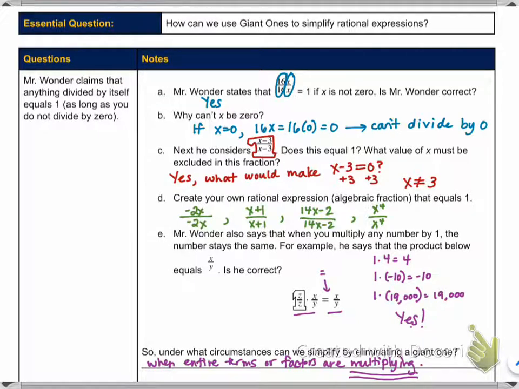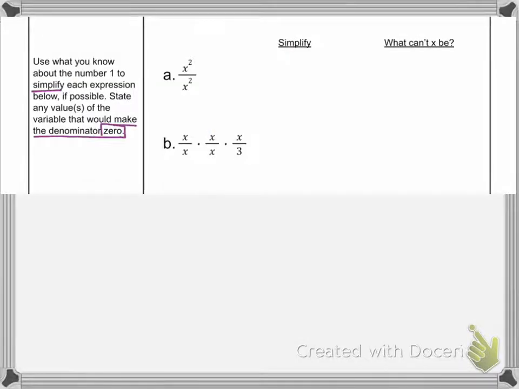All right, we're going to put those ideas to the test here. We're going to do a whole bunch of examples together, and I'm going to give you a couple to practice with. There are 2 parts here. It says, use what you know about the number 1 to simplify each expression below if possible. State any value of the variable that would make the denominator 0. So basically, what can't the variable in your denominator equal, because if it did, your denominator would be 0.